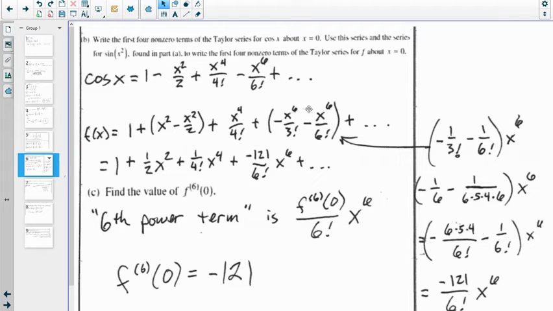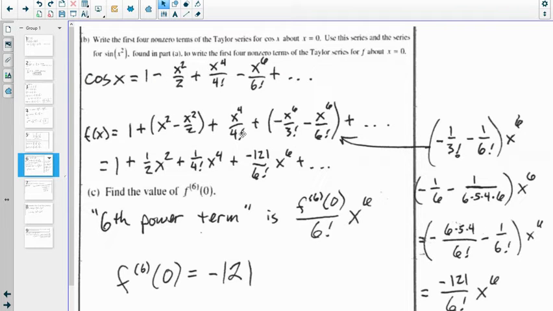So we've got sine of x squared from part A, we've got cosine of x for part B, and f of x is just, well, one plus the other. So I combined like terms. There was only one constant term, 1. There were two different terms that had an x squared. There was x squared from the sine function, sine of x squared, and then there was minus x squared over 2 from this one. So I put those together as one term.